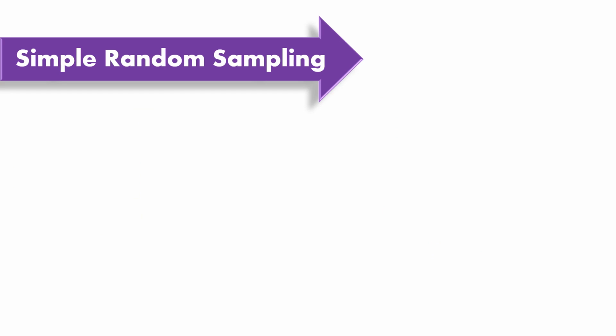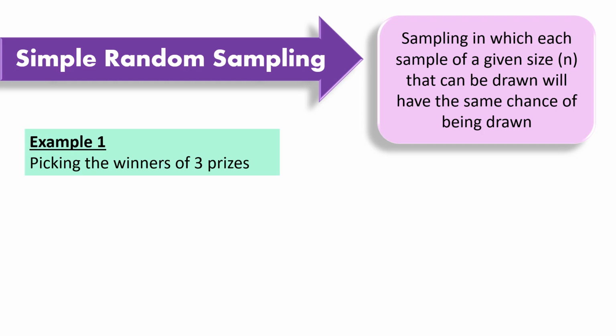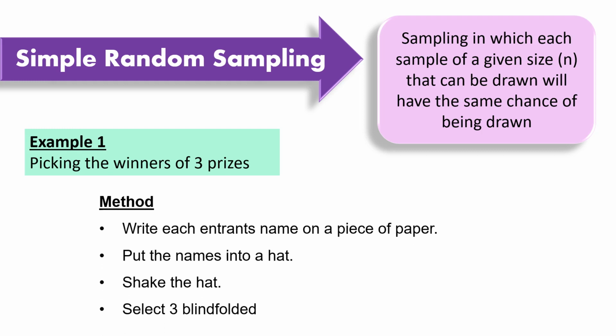Let's start by looking at simple random sampling. This is sampling in which each sample of a given size n that can be drawn will have the same chance of being drawn. Here's an example, picking the winners of 3 prizes. The method is that you write each entrant's name on a piece of paper, put the names into a hat, shake the hat, and select 3 blindfolded. So each and every name in the hat, in this case, has an equal chance of being selected.